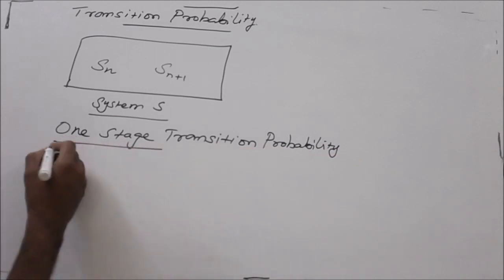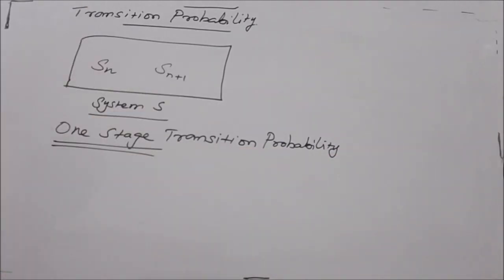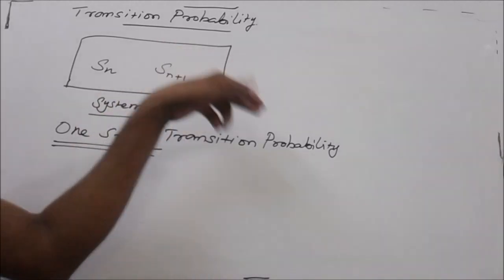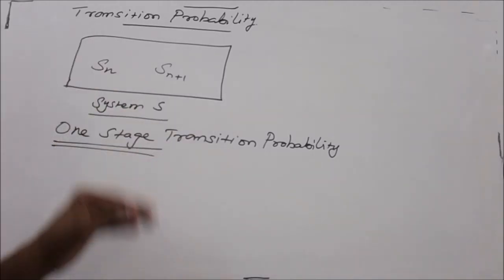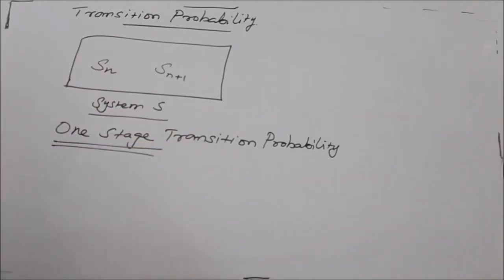If it occurs one more stage, moving on to the next stage Sn plus 2, that is known as two stage transition probability.